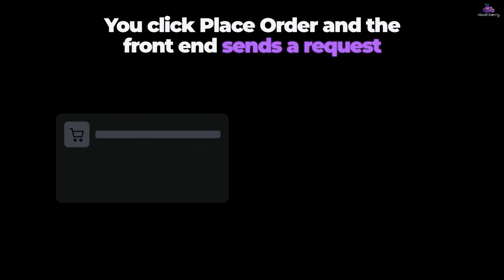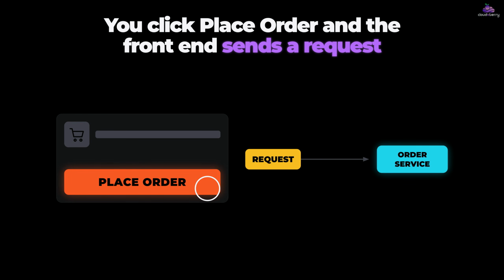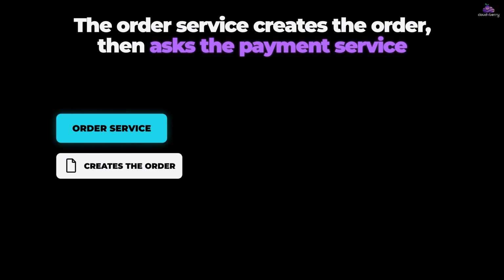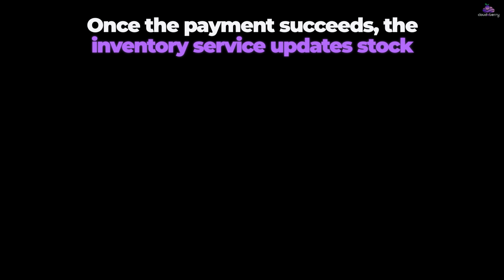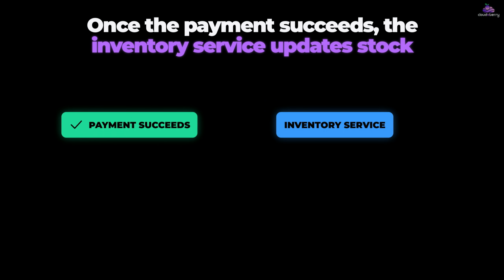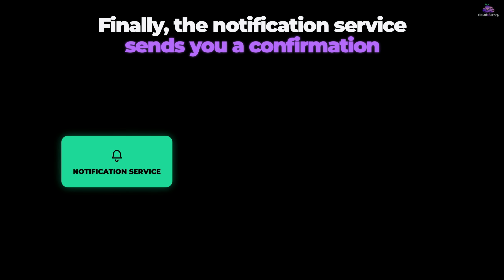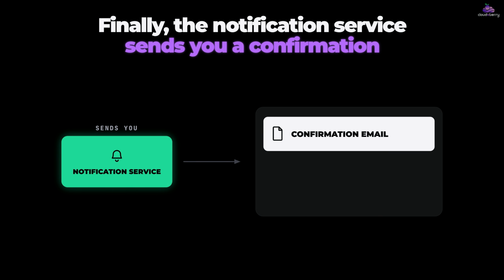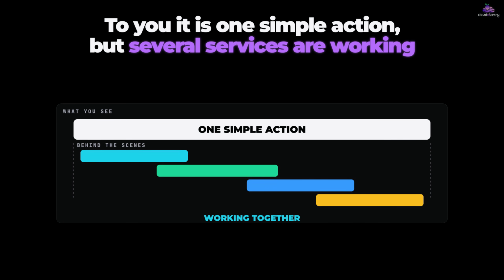For example, when you click Place Order, the front end sends a request to the order service. The order service creates the order and then asks the payment service to process the payment. Once the payment succeeds, the inventory service updates the available stock. Finally, the notification service sends you a confirmation email or push notification. To you, this feels like one simple action. Behind the scenes, several independent services are working together.